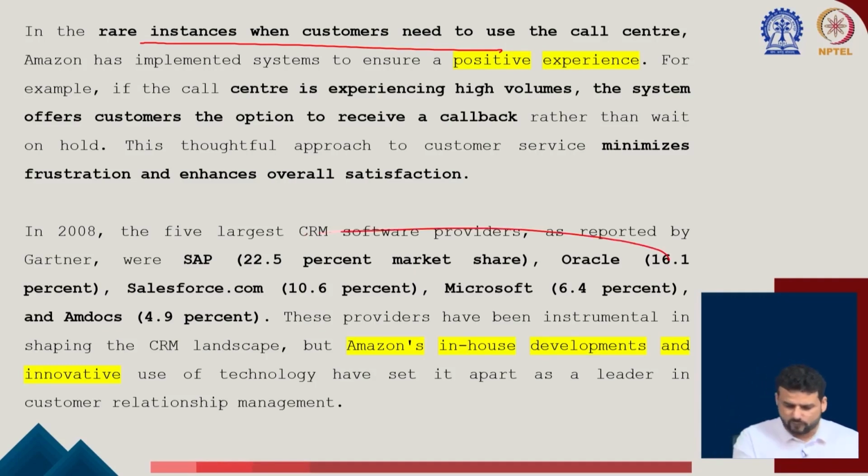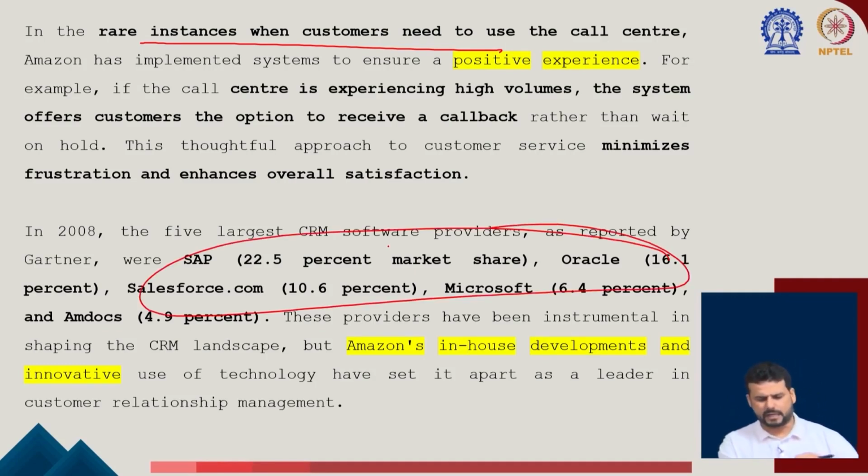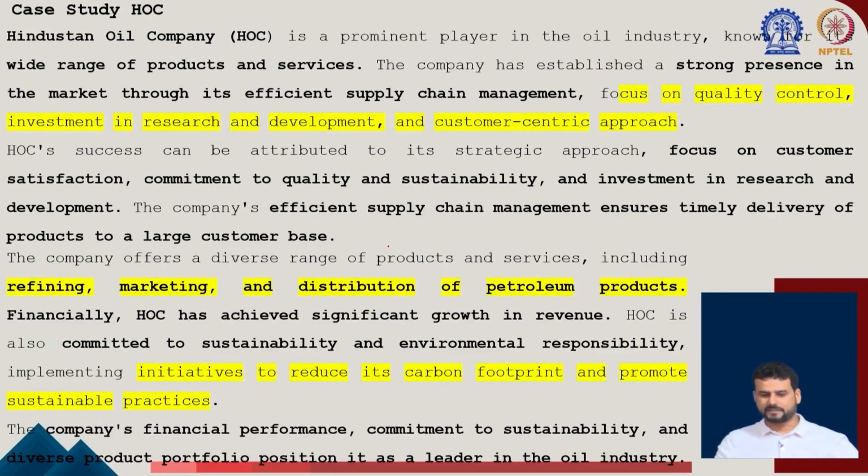There are so many software systems, SAP, ERP, Oracle, Salesforce, Microsoft, that manage all the products, but the beauty of Amazon's backend IT team is that they develop all these innovative platforms in-house. That provides them the competitive edge.